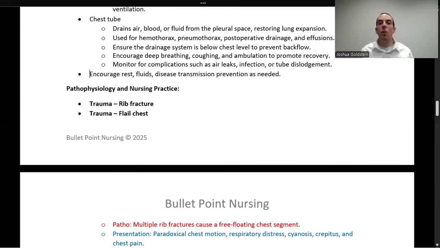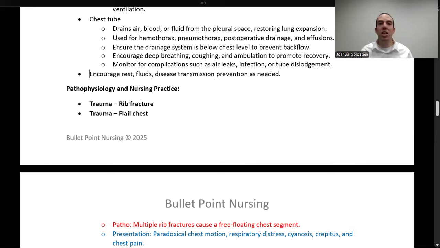So this is used for a hemothorax, a pneumothorax, to drain out that blood, to drain out that air, as well as post-operative drainage. So if a patient had surgery and there's going to be some leakage of fluid at the surgical site, and the surgical site is in the chest, we would put a chest tube in there as well to drain that fluid out, and also for effusions, which is a buildup of fluid.